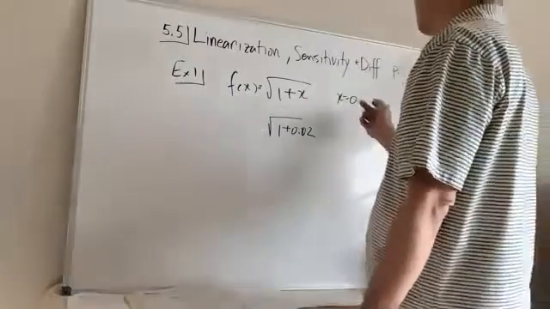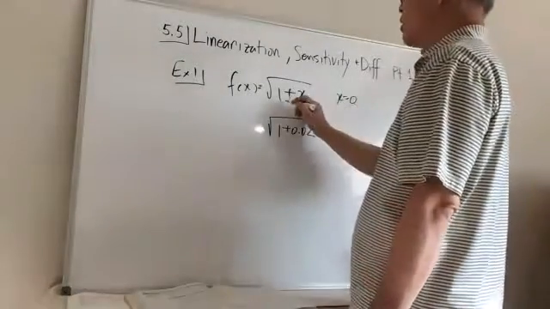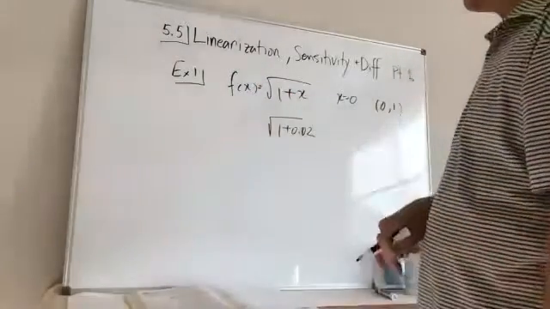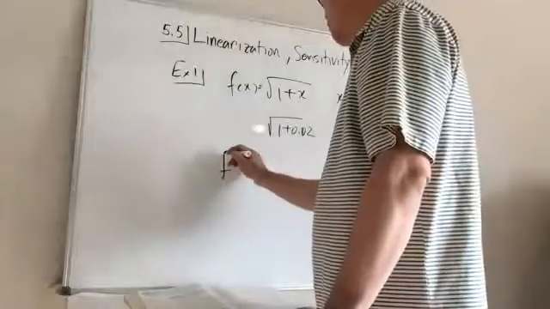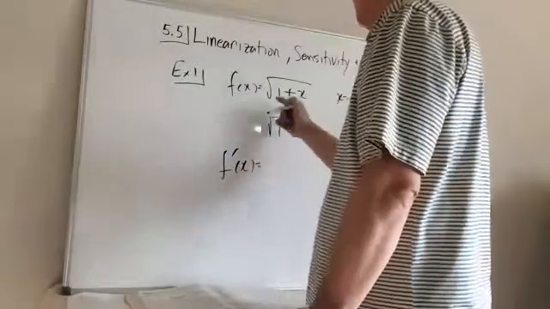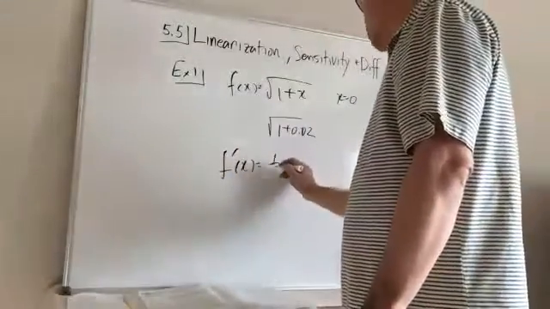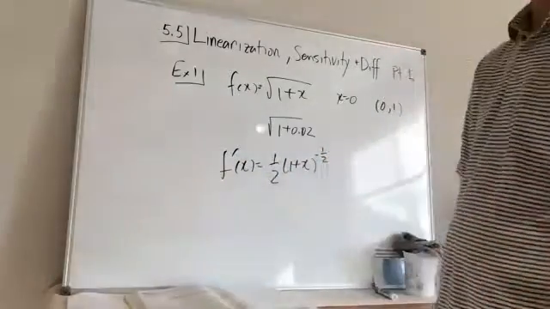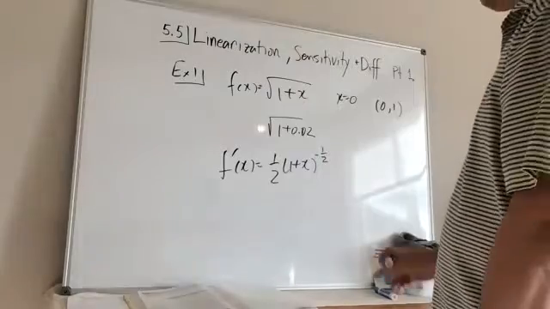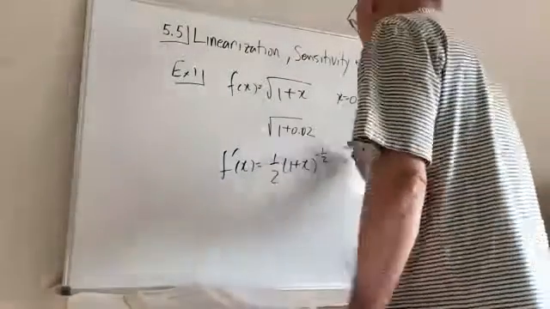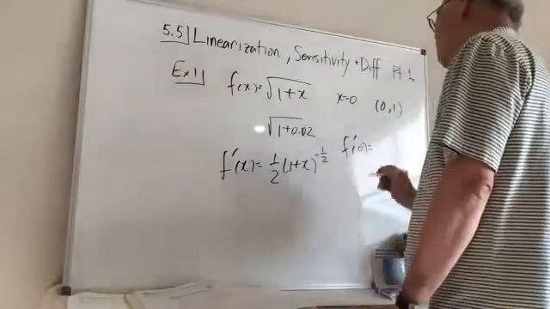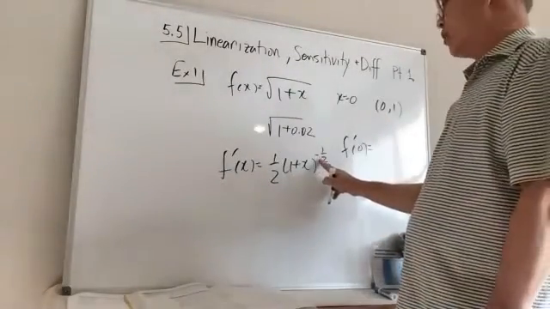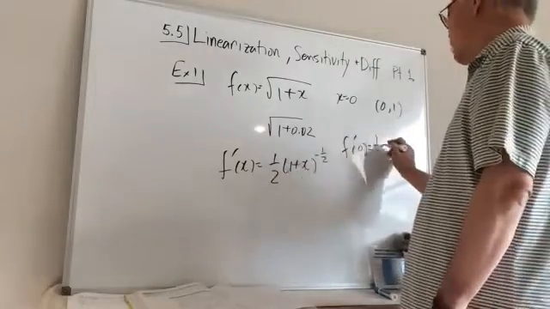The point I have is when x equals 0, what is y? y is going to be equal to 1, so it's going to go through this point. f prime of x is going to be 1/2 times 1 plus x to the negative 1/2. So when x equals 0, what do I get here? f prime of 0 is going to be equal to what? I get 1 to the negative 1/2, which is 1. So it's going to be 1/2.